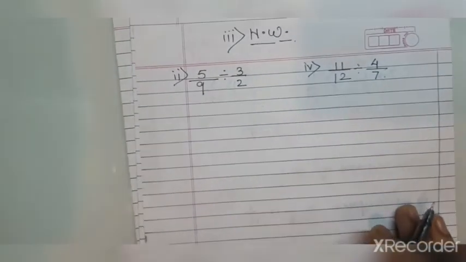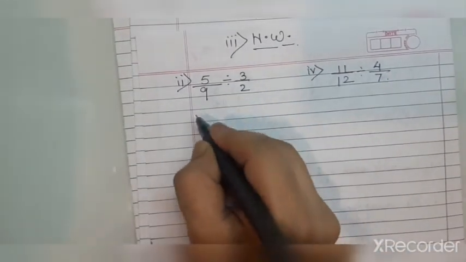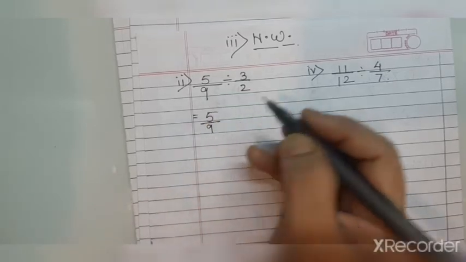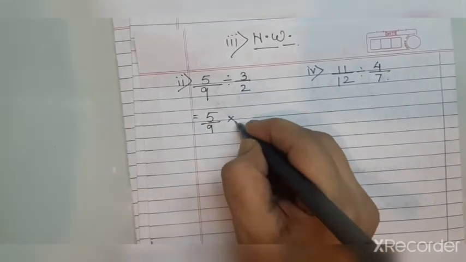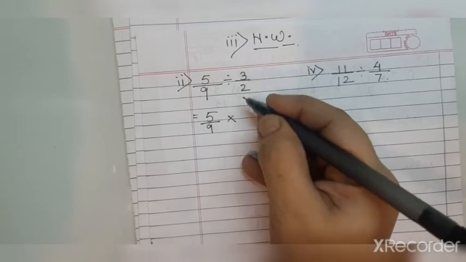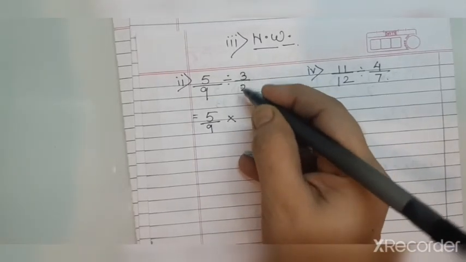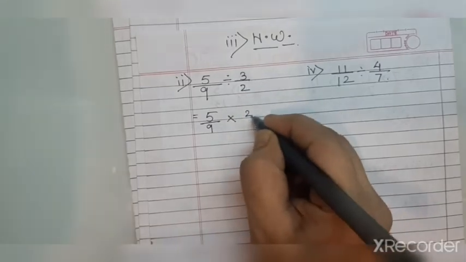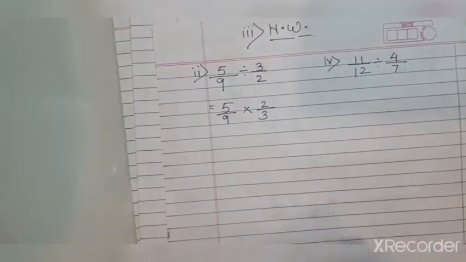Now we see the second question here. That is 5 upon 9 divided by 3 upon 2. So again I write 5 upon 9 as it is. This division we have to write as multiplication, and we have to write the reciprocal of the fraction which is after this division. That is, 3 upon 2 will become 2 upon 3.